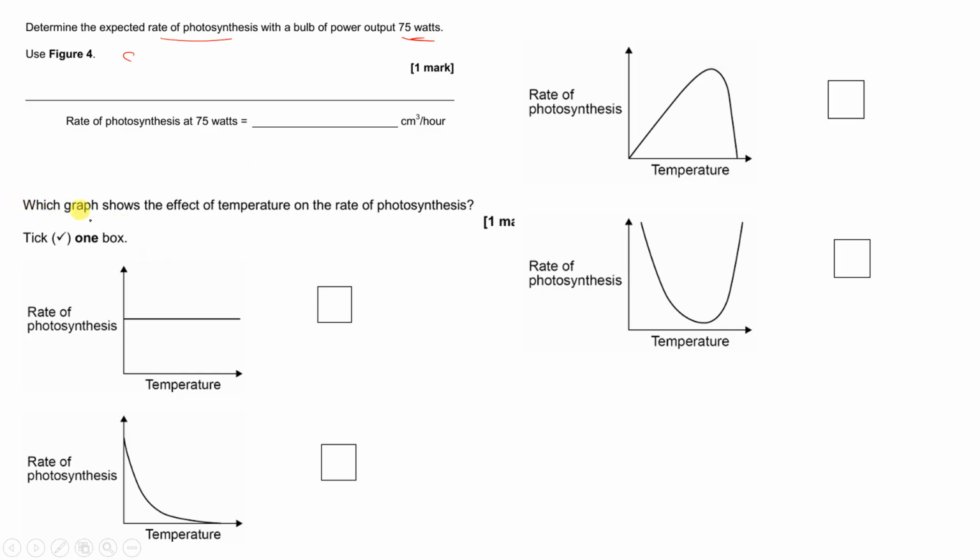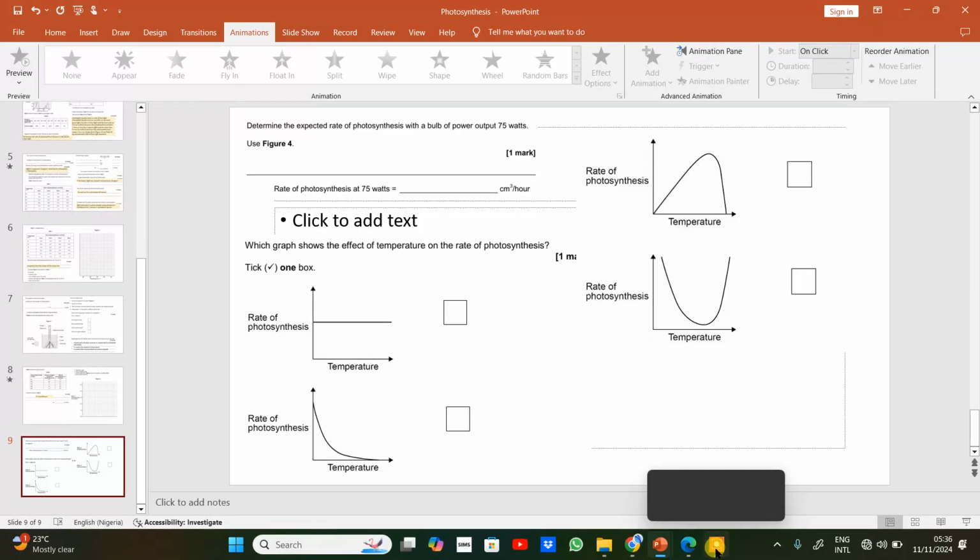Now they say which graph shows the effect of temperature on the rate of photosynthesis. So obviously it is this graph here, because as temperature increases, the rate of photosynthesis increases up to about 37 degrees Celsius. Then with further increase, the rate of photosynthesis will decrease because the enzyme responsible for photosynthesis has denatured. That's it. So thank you. I think we're done with this aspect on photosynthesis.